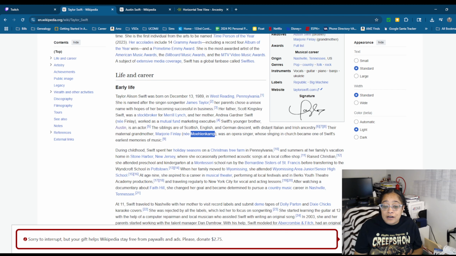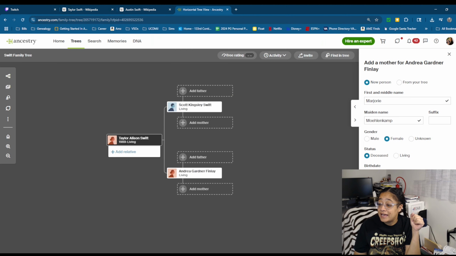Now here we have a clue. Their maternal grandmother, Marjorie Finlay, was an opera singer whose singing in church became one of Swift's earliest memories of music. So that's great, because that was a clue to us, right? That she has potentially passed away. So I'm going to go ahead and say deceased, and I'm going to save that.